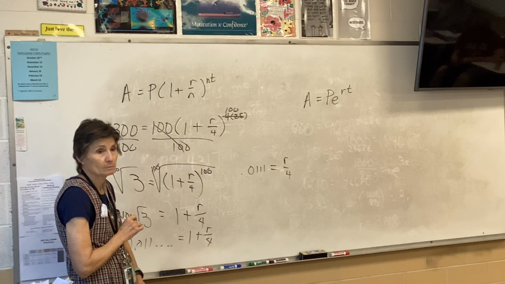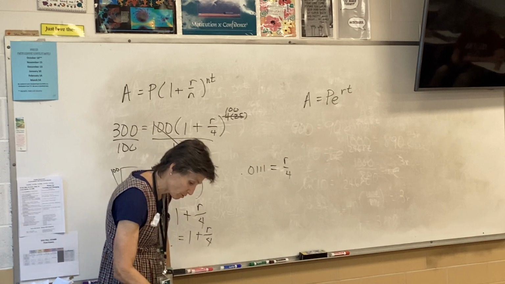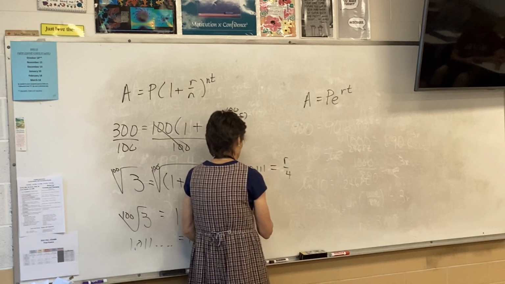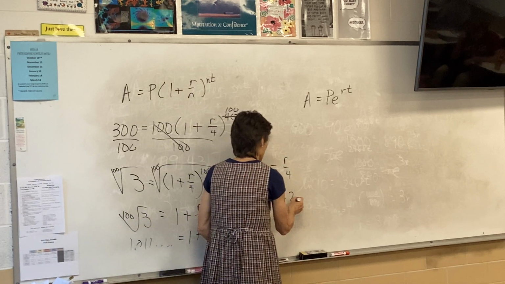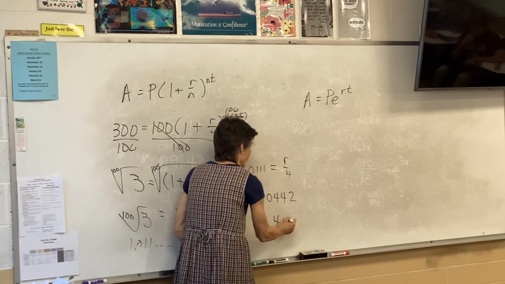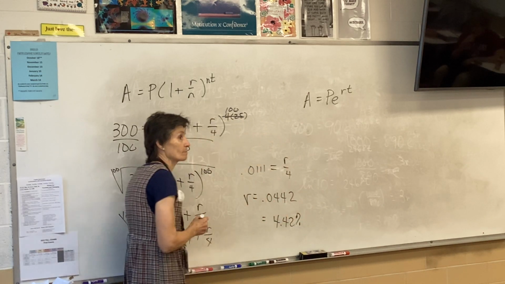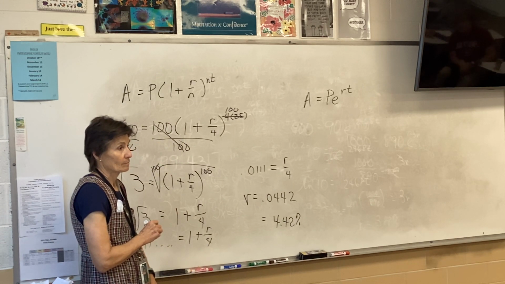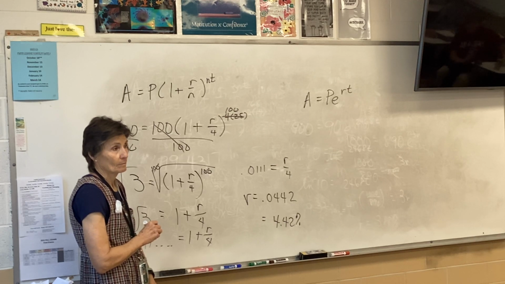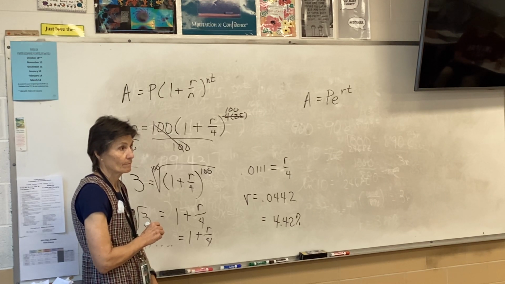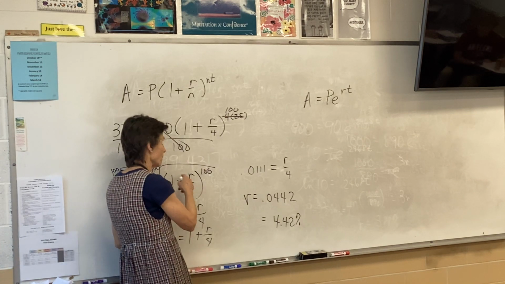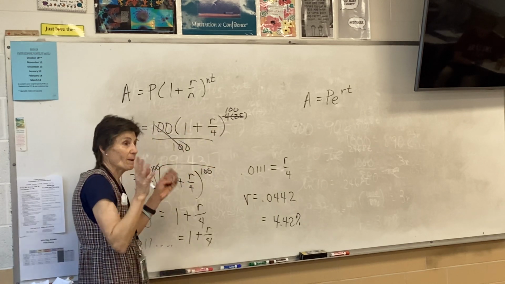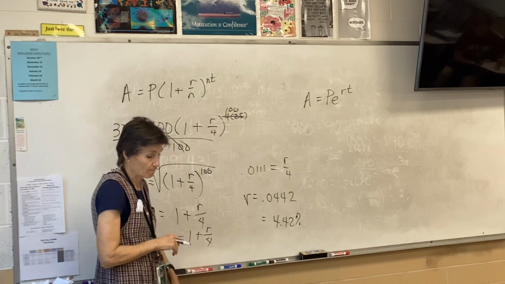What do I need to do? Multiply by 4. So times 4. I got 0.0442, which would be an interest rate of 4.42%. Right? If you need to dig a number out of this parentheses here, you're going to have to root. Whatever power it is, that's the root you'll take to get it out.